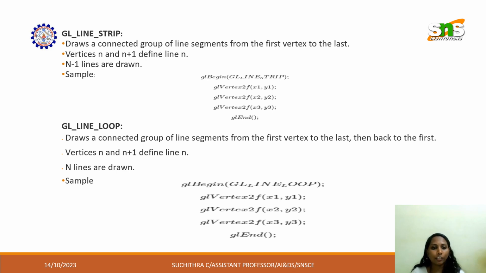Next one is GL_LINE_LOOP. For a loop, we have to see how we will represent it. Draw a connected group of line segments from the first vertex to the last, then back to the first. Vertices n and n+1 define line n. n lines are drawn. The program will be glBegin(GL_LINE_LOOP); glVertex2f(x1, y1); glVertex2f(x2, y2); glVertex2f(x3, y3); glEnd().